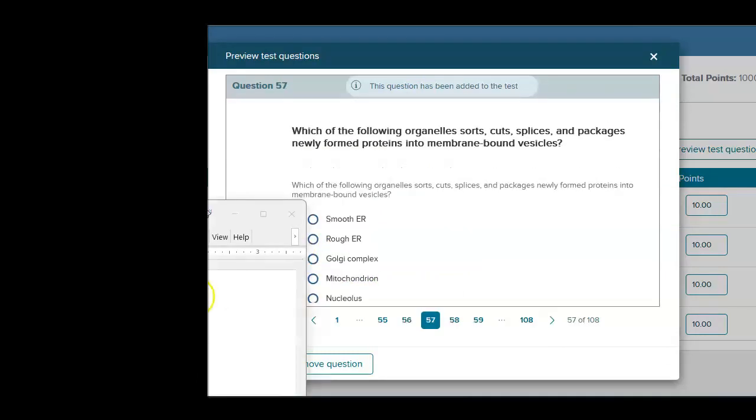Next question. Which one of the following organelles sorts, cuts, splices, and packages newly formed proteins into membrane-bound vesicles? And we have a smooth ER, rough ER, Golgi apparatus or Golgi complex, mitochondria, and nucleolus. So let's take a look at the figure.